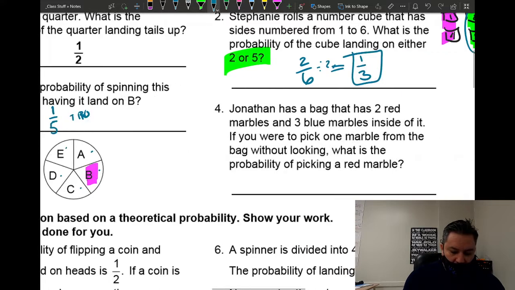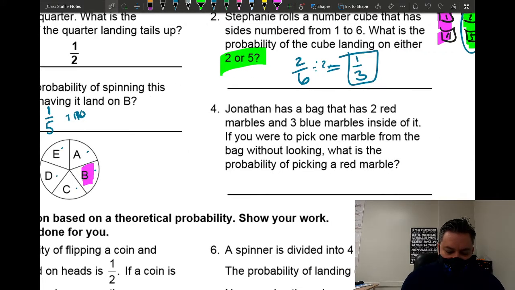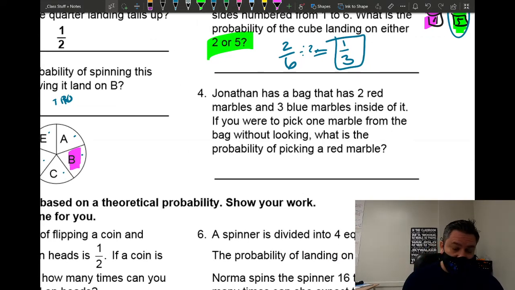Now, number 4. Jonathan has a bag that has 2 red marbles. This is where it gets interesting whenever we have a bag of different things inside. We have a bag.